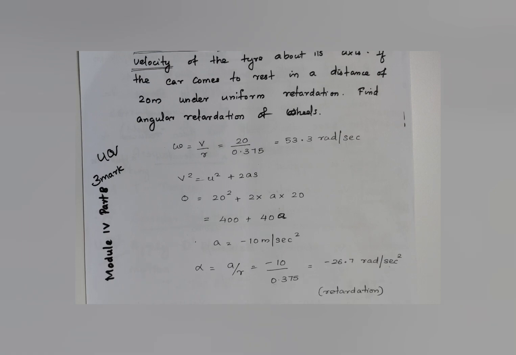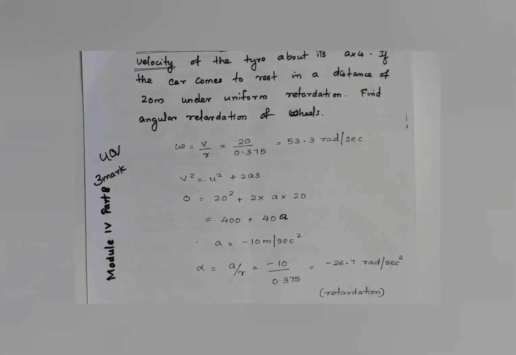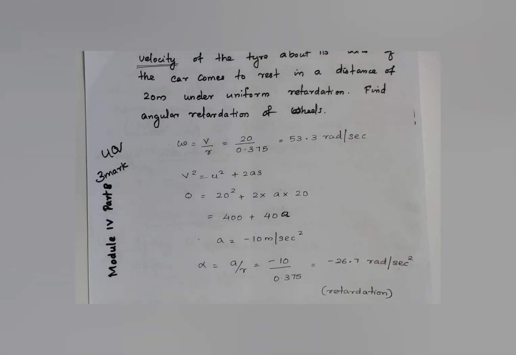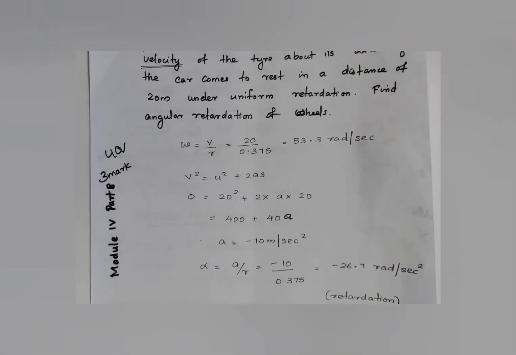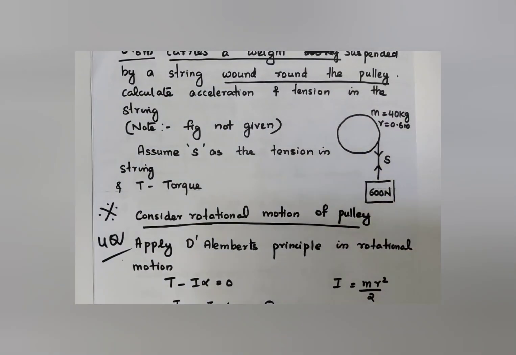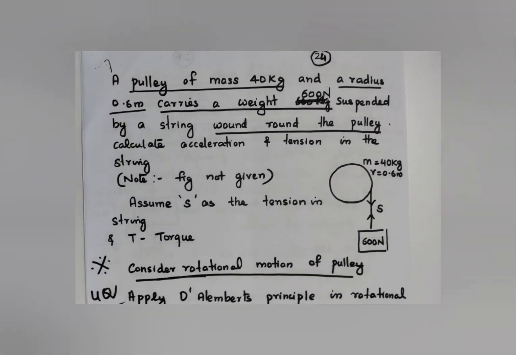Now the relation connecting angular acceleration and linear acceleration is alpha is equal to a by r. From this relation you will get the value for alpha, that is angular acceleration, as minus 26.7 radian per second squared. So this is a 3-mark question. All these questions are from module 4.